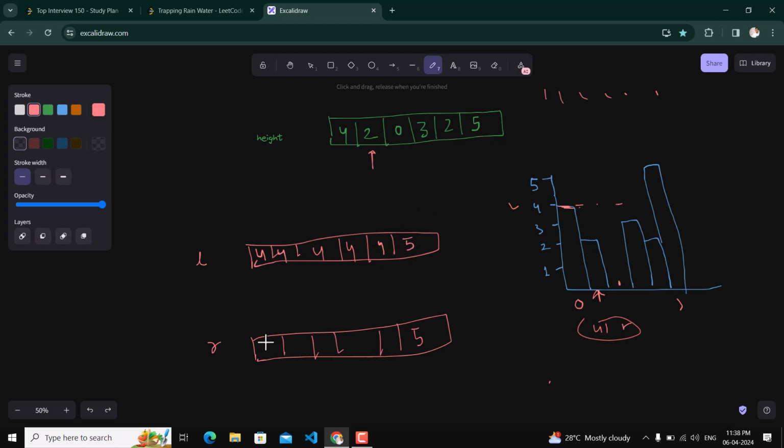Okay, and for this one we will start from backward. So 5 we have stored in the last. We will check for 2, the last one is 5 only, so that is the maximum there.